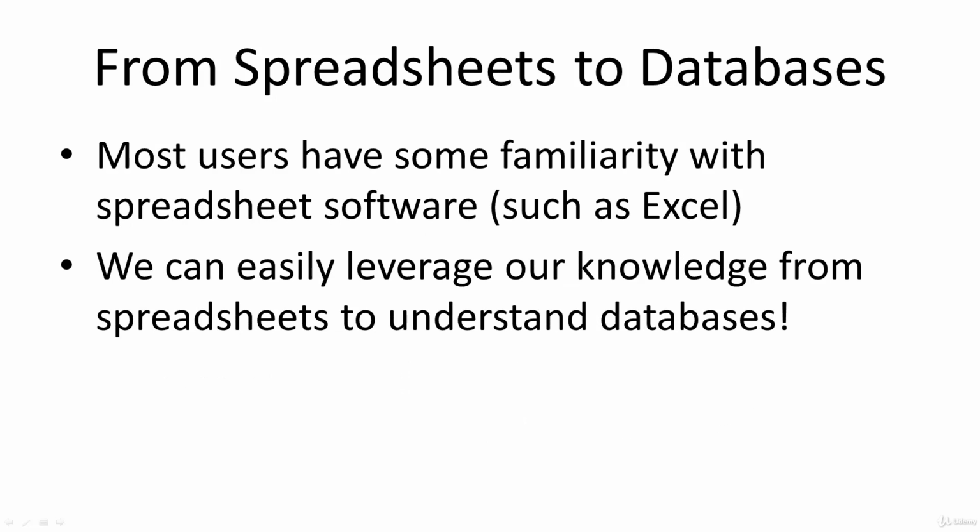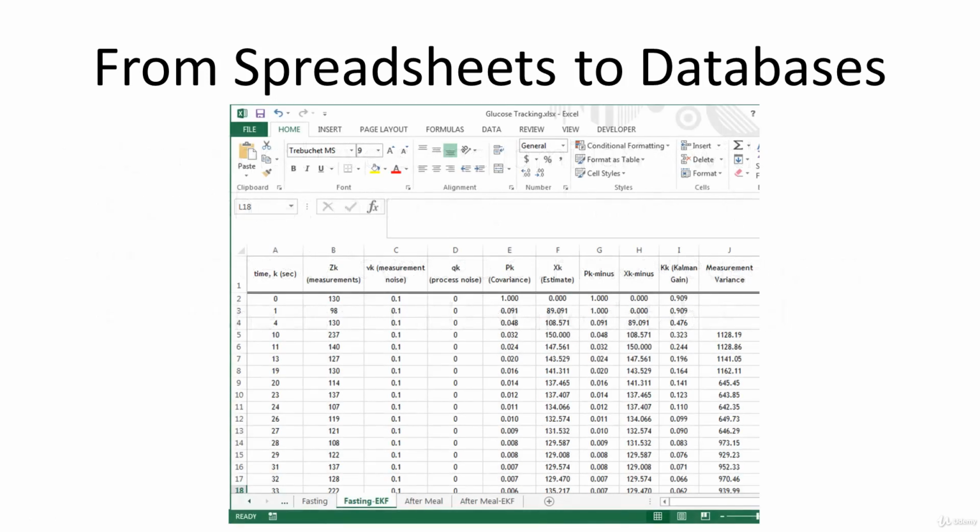So let's go ahead and leverage that knowledge from spreadsheets to understand databases and see the similarities between them. Here we have a picture of what looks like a normal spreadsheet. Here we have the columns. It's just a basic glucose tracking spreadsheet. And we have columns such as time, some measurements, etc., and various rows with different data points. And then at the bottom here we have tabs, which are referencing various sheets in the spreadsheet software.